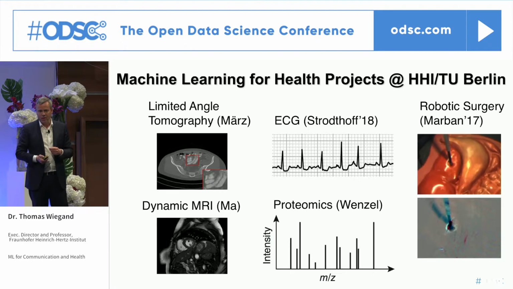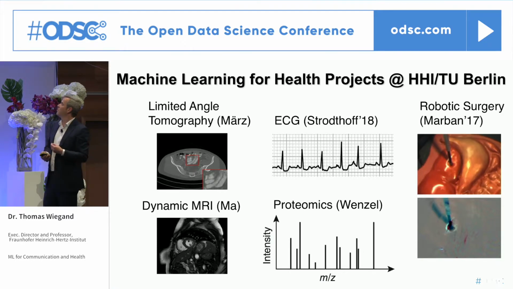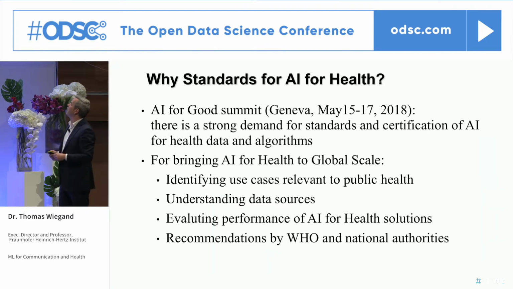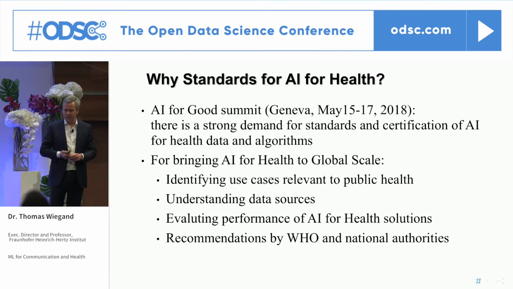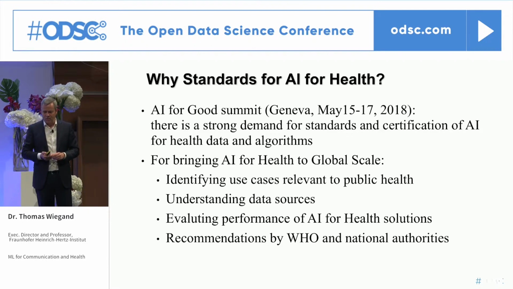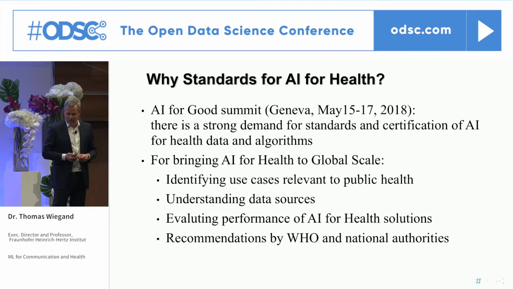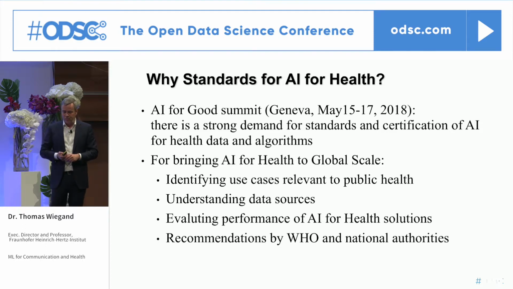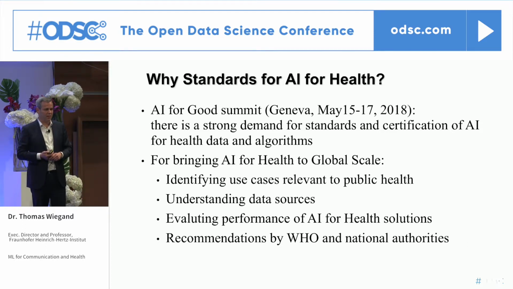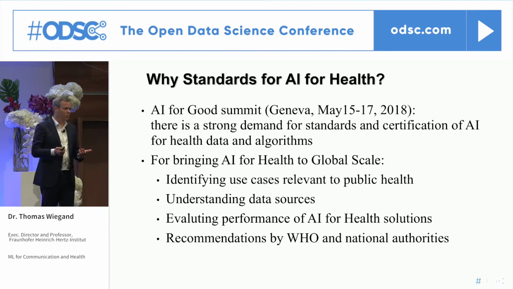So this brought us to another focus group that we have just created together with the WHO. There's the AI for Good Summit in Geneva. It happened last year, May 15 to 17. It will happen next year again. And there was a strong demand for standards for health and AI, and we basically created this idea there. We want to bring AI for health to a global scale. So we would identify use cases that are relevant for public health, and you know, stroke is one of those.